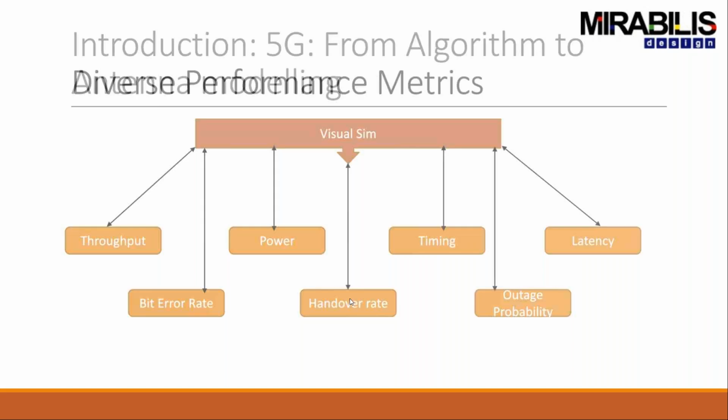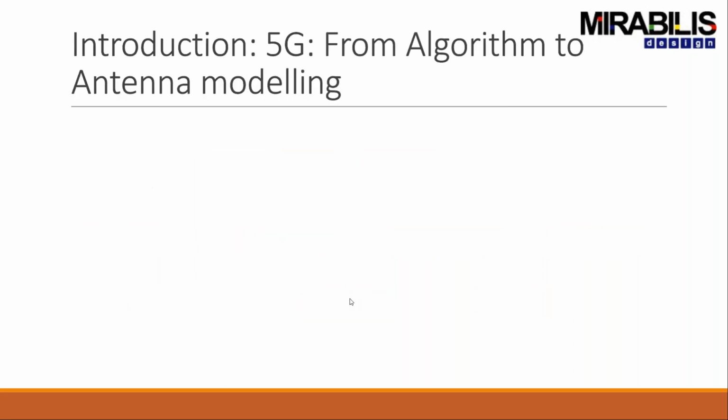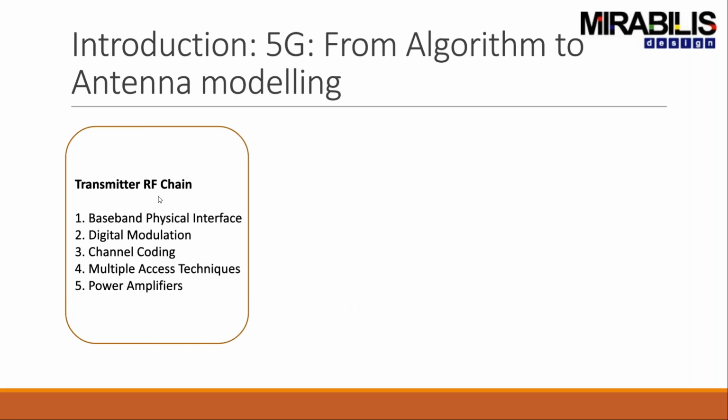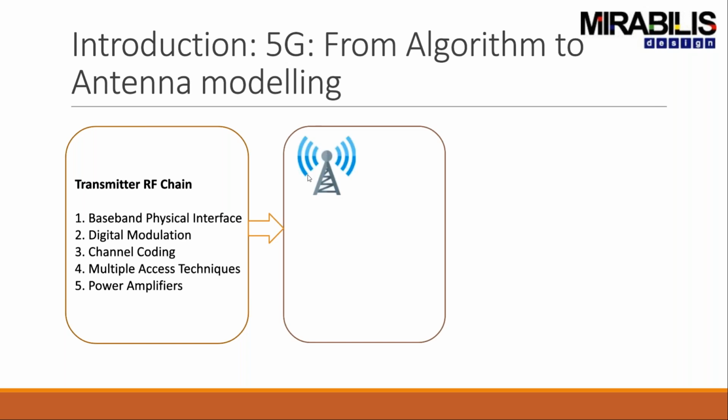Now I'm going to show you a basic exploration of a simple wireless network. This is just a simple, basic understanding before going into complex structures. You have a transmitter RF chain where you create the waveform, modulate it, code it, and then put it into multiple access technologies like OFDM or NOMA, and then power amplifiers. Then it is transmitted to the channel. You construct the antenna, which can be a massive MIMO antenna, a beamforming antenna, or beam steered, in order to attain the quality of service.